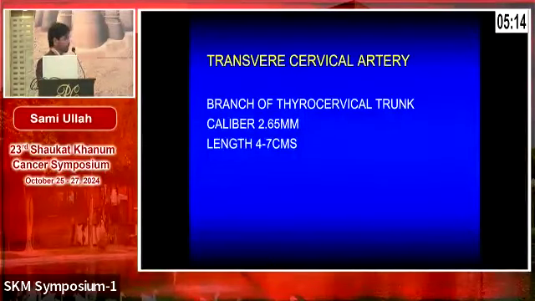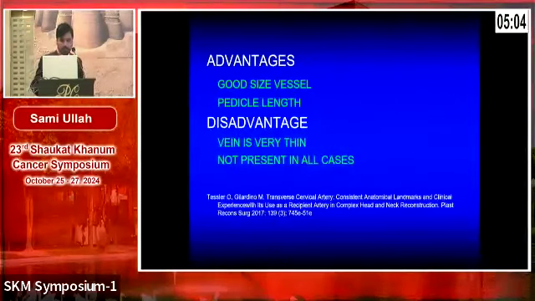So the transverse cervical artery has a very good caliber, 2.65 millimeter. You can achieve a length of about 4 to 7 centimeters on it. The disadvantage is that it is usually not accompanied by the vein, or if it is, the vein is very thin and cannot be used for anastomosis. And in about 15% of the cases, it is not present.